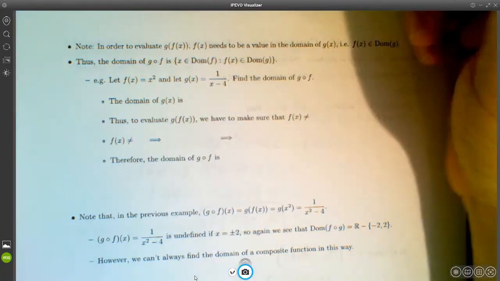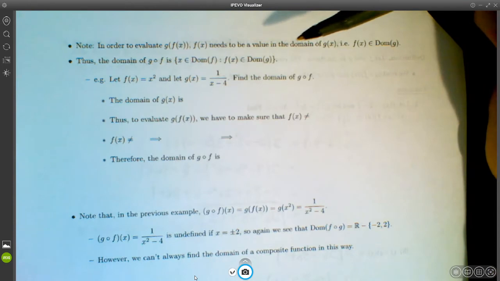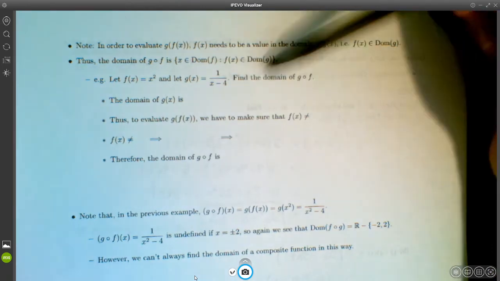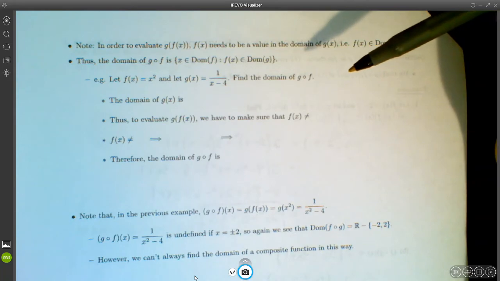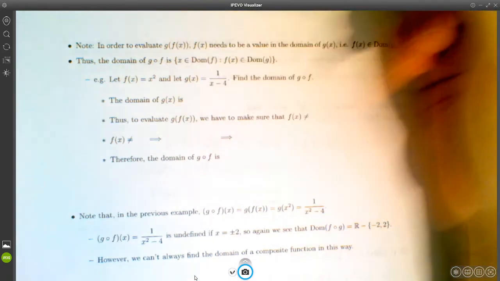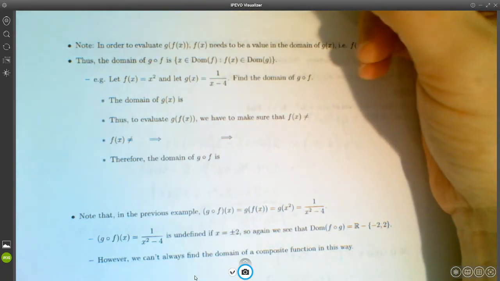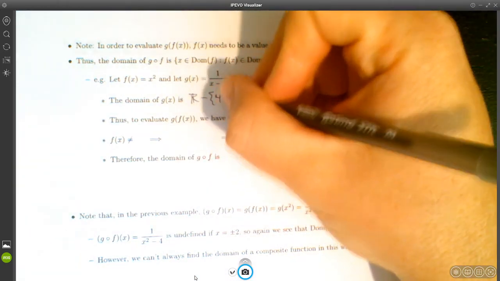Let me give you an example of this. So let's say that f of x is x squared and that g of x is 1 over x minus 4. And let's say that we want to find the domain of g of f. Okay, so first of all, the domain of g is everything except for positive 4. Positive 4 will make the denominator 0. So it's all of the real numbers except for 4.